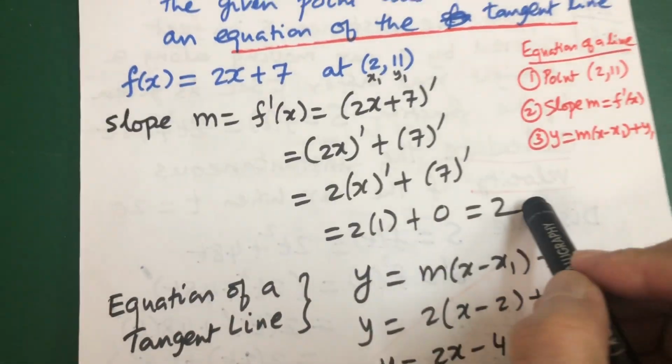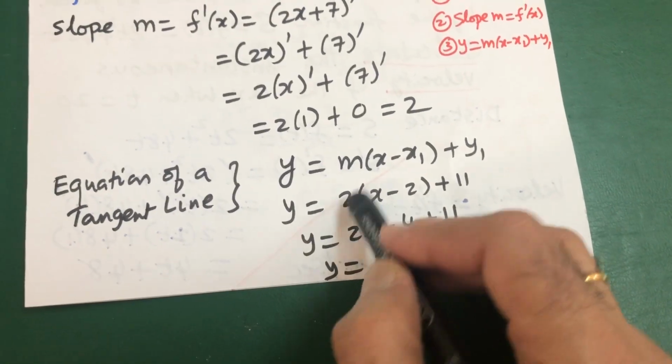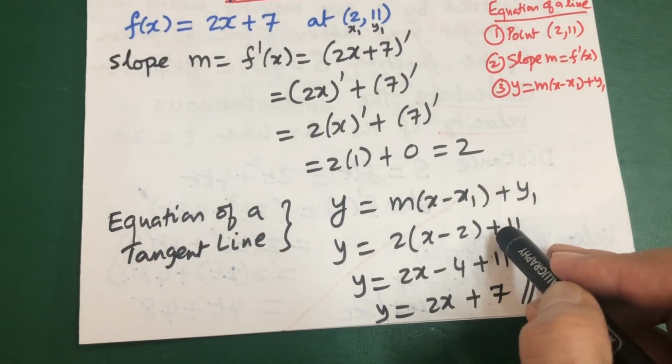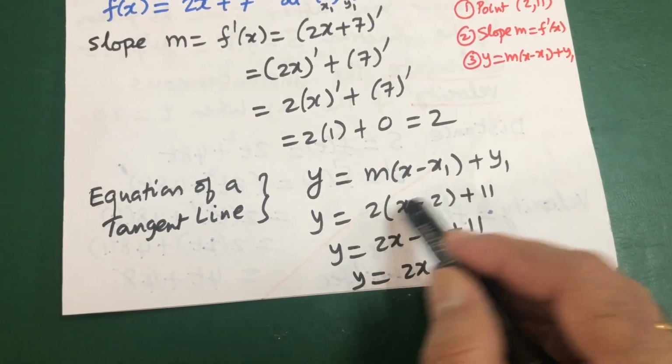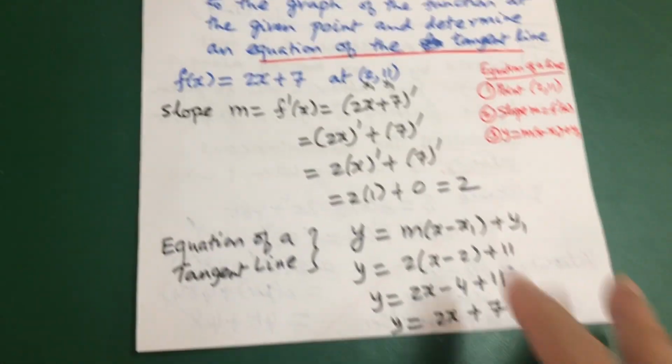So this is the slope. What is the formula? y is equal to m times x minus x1 plus y1. m is 2, x1 is 2, y1 is 11. So y is equal to 2 times x minus 2, plus 11. 2x minus 4 plus 11, so y is equal to 2x plus 7 is the answer. Very simple it is.